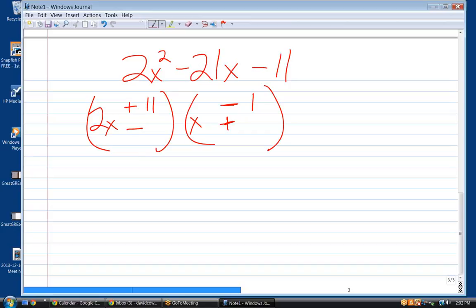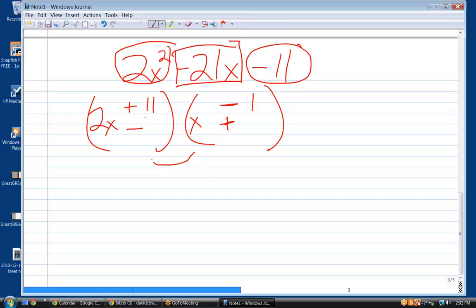Does this work? And the way you tell if it works, we don't need to check the first. We know this term is correct. So the only thing we really need to check for is this middle term. We do that by doing what I call my smiley faces. That's 11x there. That's minus 2x. That would add to 9x. So that clearly doesn't work.